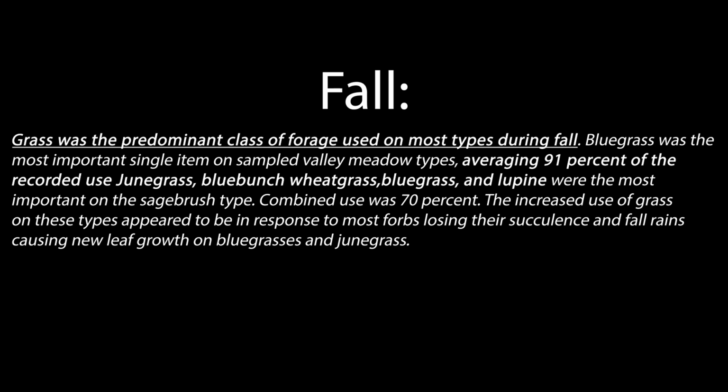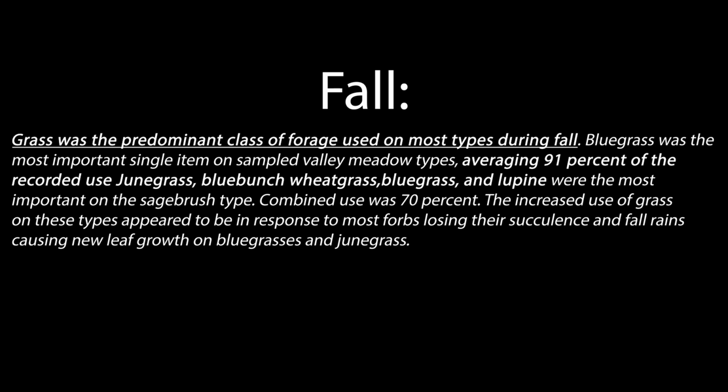So I'm going to throw a screenshot up here that shows just one little extract of this study. And it's kind of a summary. It says fall. Grass was the predominant class of forage used on most types during fall. So they've broken out the habitat types by 3 different categories in Yellowstone. Bluegrass was the most important single item on sampled valley meadow type. So one of their categories was valley meadow types. Bluegrass was most important, averaging 91% of the recorded use.